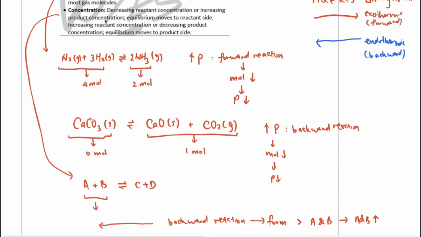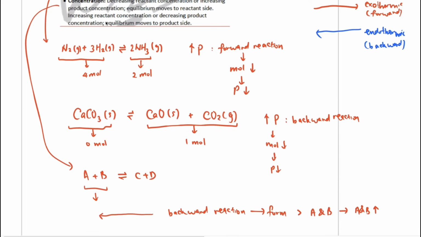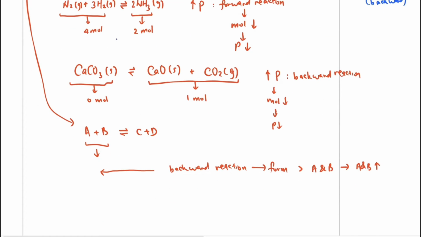If you increase the product concentration, what happened? You see, I put in blue color, C and D. You increase the concentration of products. If there are too much products, then the backward reaction happens. What is the common sense over here? The common sense must be to oppose change. When there are too much product, they go backwards so that the product is used up.